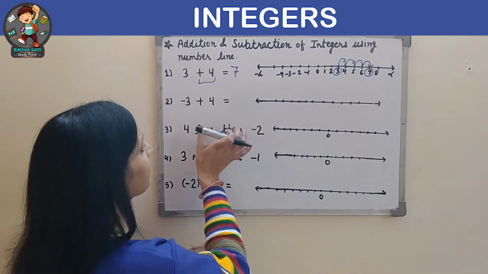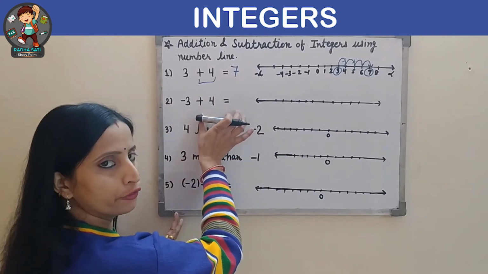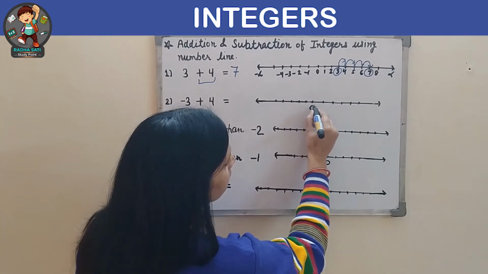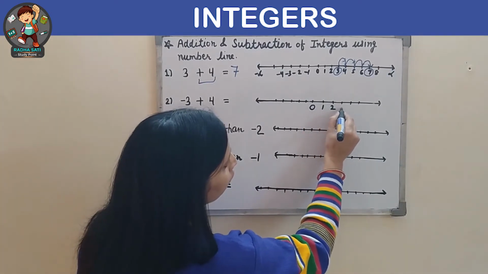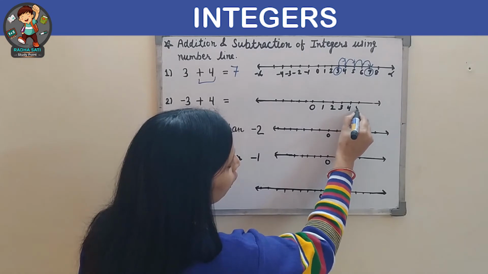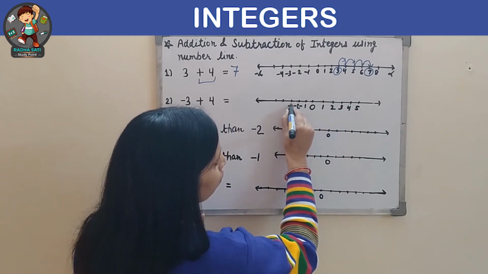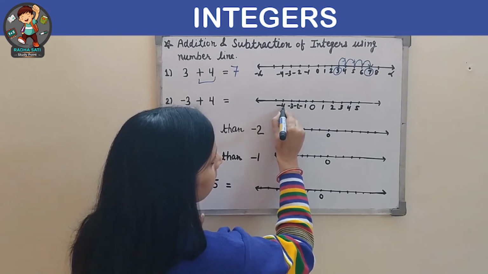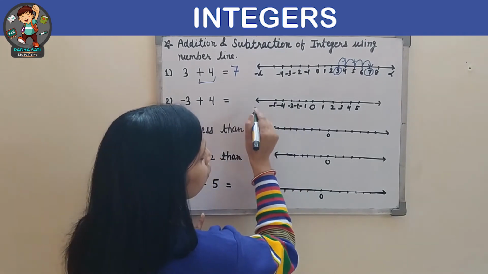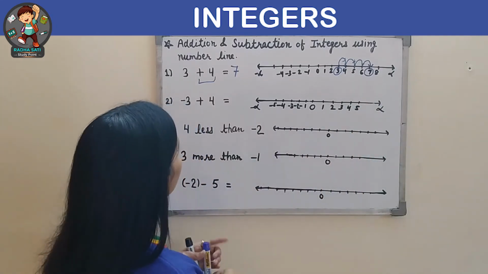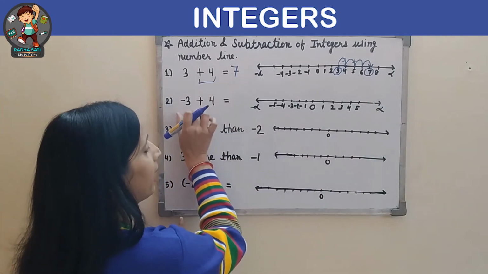Now the second one is minus 3 plus 4. So first of all, we will write down the numbers. If this is 0, then 1, 2, 3, 4, 5, and to the left side, minus 1, minus 2, minus 3, minus 4, minus 5 and so on. So we will write only required numbers. Now we have to add 4 in minus 3.